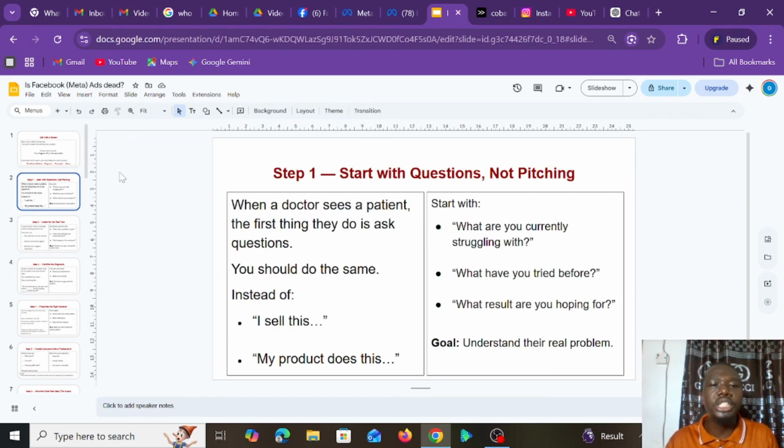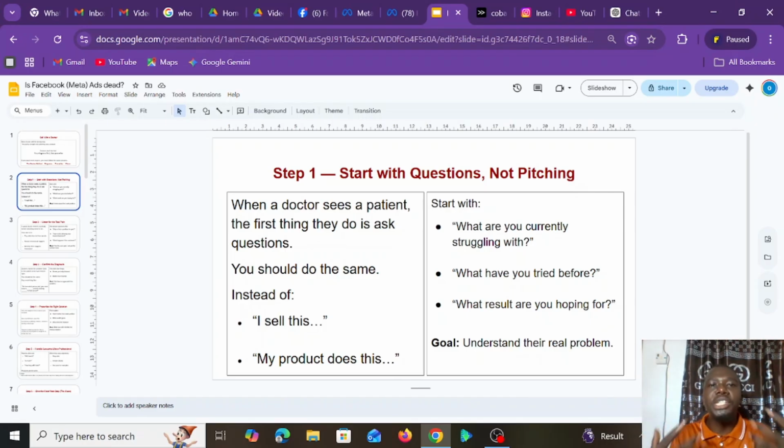So in diagnosing, you have to ask questions. So step one, start with questions, not pitching. When a doctor sees a patient, the first thing they usually do is ask questions. So you should do the same. Instead of saying, I sell this, my product does this, no, don't talk about your product. Don't talk about yourself. Talk about the patient.